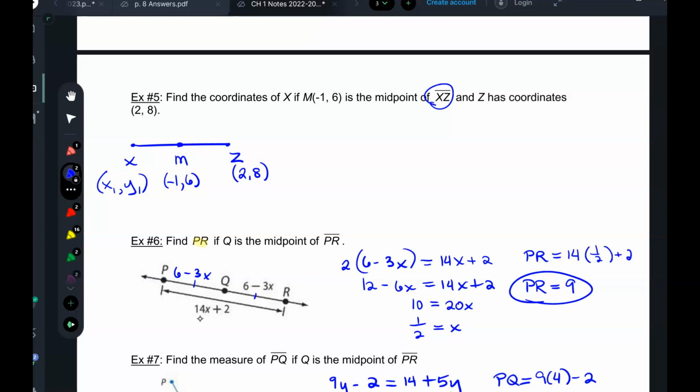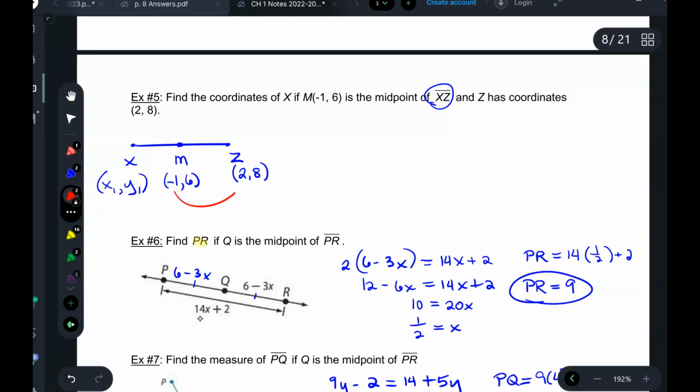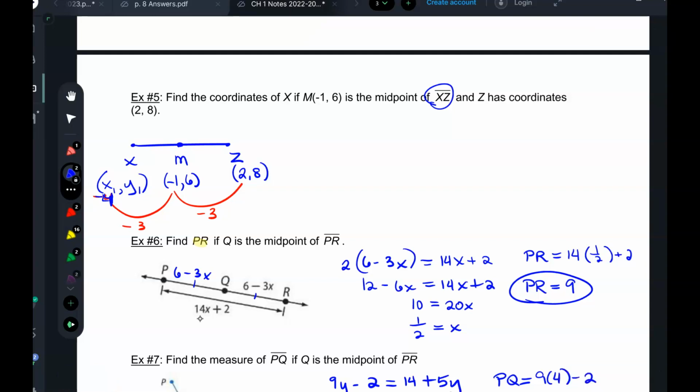If you know what the midpoint is and you know one endpoint, how do we work backwards? Any ideas? Yeah, Rosie? Will you find the difference between the first x and the second x, and then use that? Okay, so to get from 2 to -1, what do we have to do? Subtract 3. So if I subtract another 3, what would that be? -4, right? To get from 2 to -1, I have to subtract 3, and if I subtract another 3, I get -4.